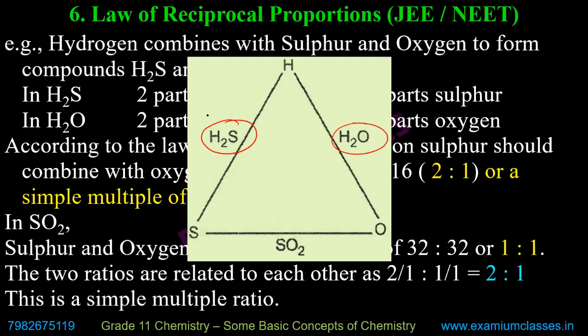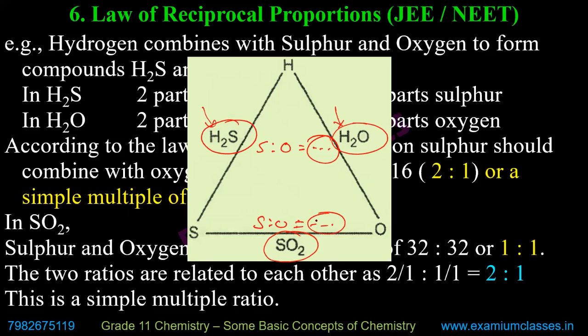So you fix hydrogen. You will fix 1 gram of hydrogen, and you will calculate the masses of sulfur and oxygen, and you will find the ratio of sulfur and oxygen from here. And then you will find the ratio of sulfur and oxygen from sulfur dioxide. So then you will compare these two ratios in both cases. Yes, masses are involved.